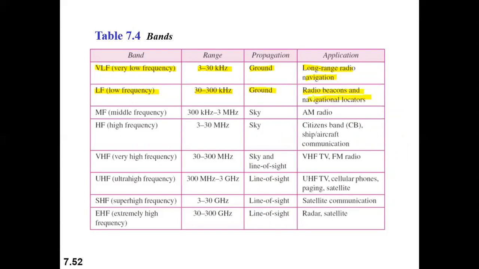All right. So the AM radios that we are very familiar with belong to the middle frequency range, and the frequencies are from 300 kilohertz to 3 megahertz, and they follow sky propagation. All right. Normally, cellular phones and paging systems use line of sight propagation, and they belong to the band ultra high frequency, and basically so on.